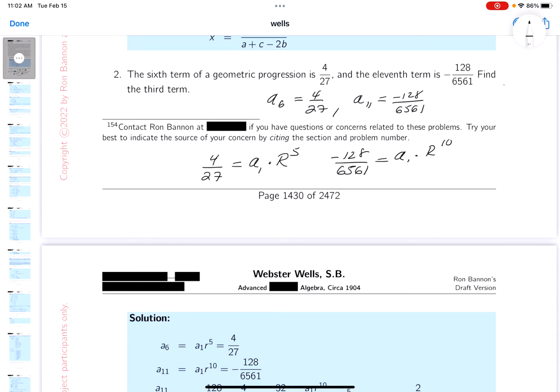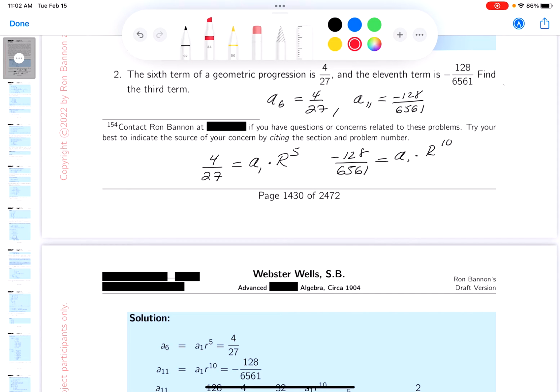So what I'm going to do is divide. I'm going to take this equation here and divide it by this one. It doesn't look that bad, although the arithmetic might be difficult. Let's write this down. So what do you get? You would get A1 R^10, divided by the other equation, so that'd be A1 R^5. This simplifies really nicely to just R^5, all right? The other side's a little more difficult, though. It's minus 128 over 6561, and when you're dividing by 4/27, it's like multiplying by 27/4, all right?